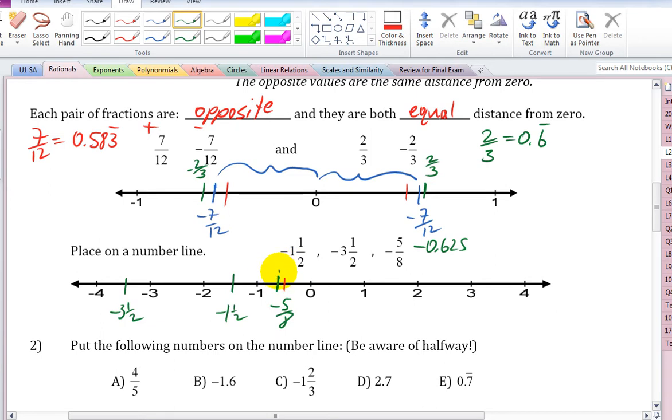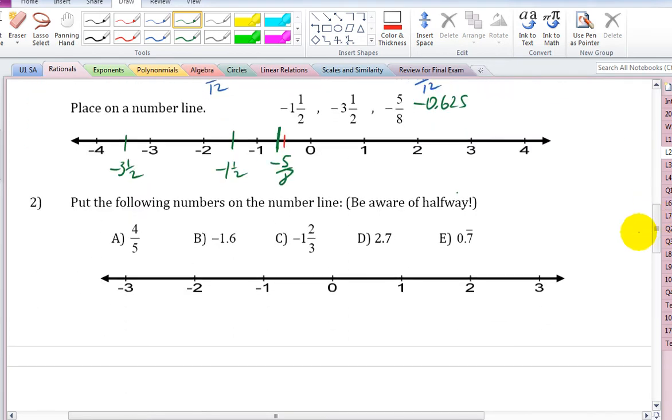Good. And you can make this line a little longer so I can see that's the one that you're talking about. Questions? Any questions? You guys okay with plotting them? All right. Good. Place the following numbers on the number line. Be aware of halfway. So now we've got positives and negatives. Be careful. Go. Turn them to decimals. That'll help you out. Okay. You guys have much better ideas what to do with the decimals.